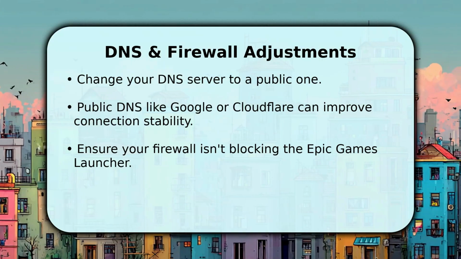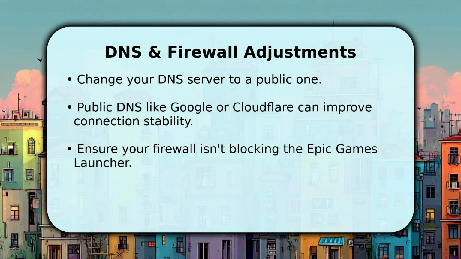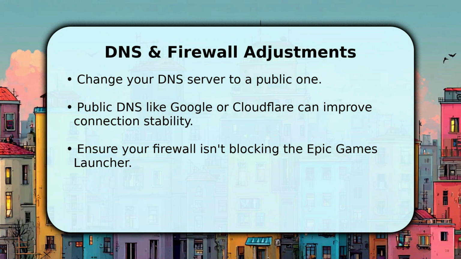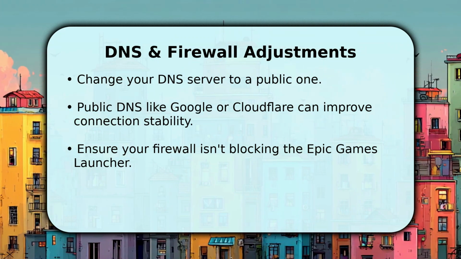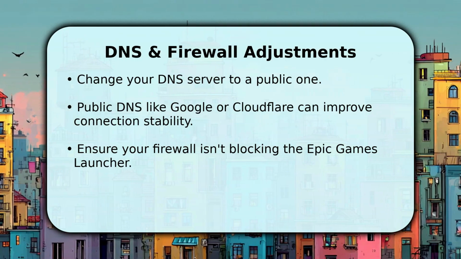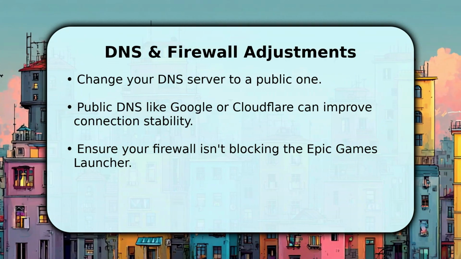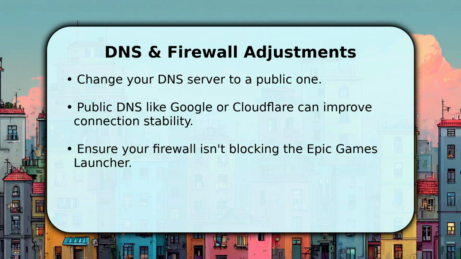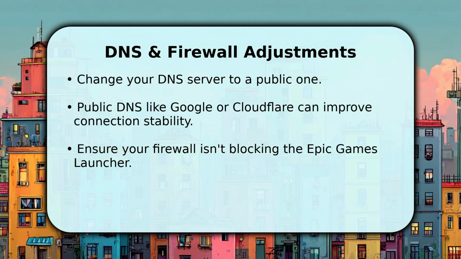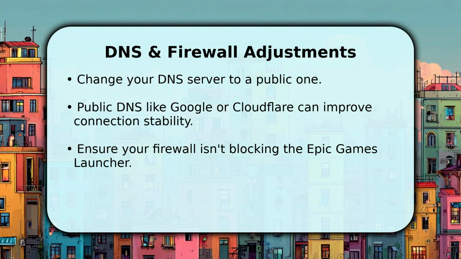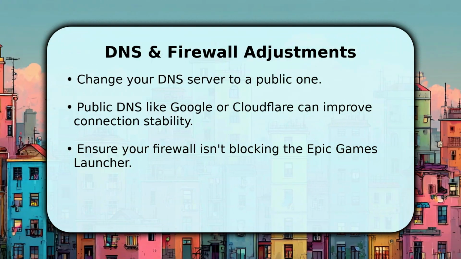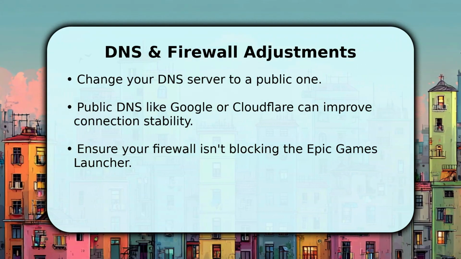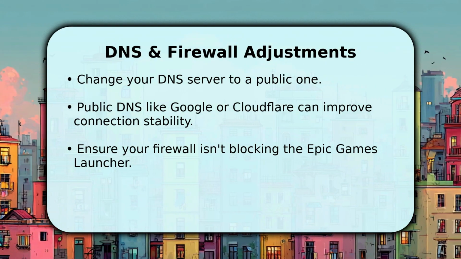Sometimes, changing your Domain Name System, or DNS, settings can resolve connectivity problems like AS-3. Consider switching to a public DNS server, such as Google's 8.8.8.8 or Cloudflare's 1.1.1.1, which are often faster and more reliable. Also, ensure your firewall isn't inadvertently blocking the Epic Games Launcher. Add an exception for the launcher in your Windows Defender or third-party antivirus firewall settings to allow it full network access.